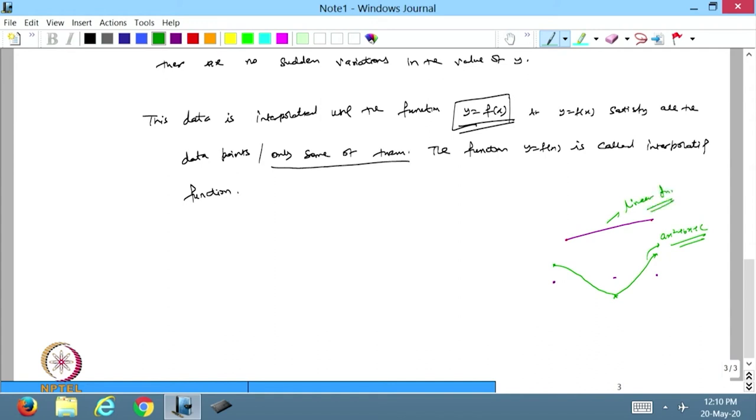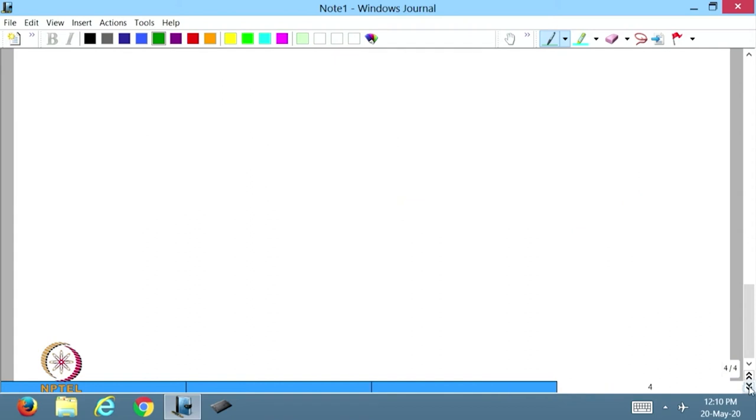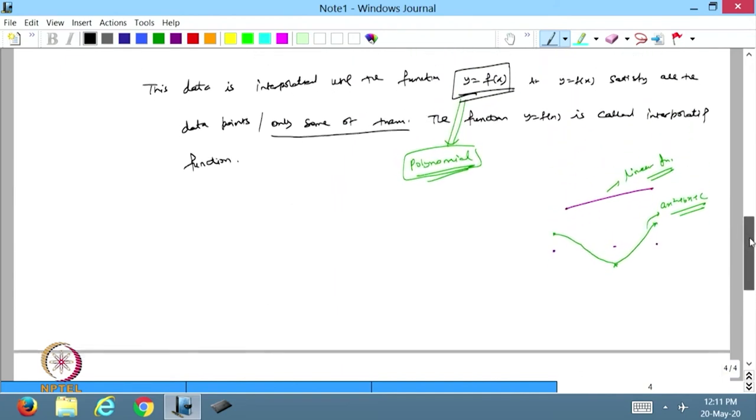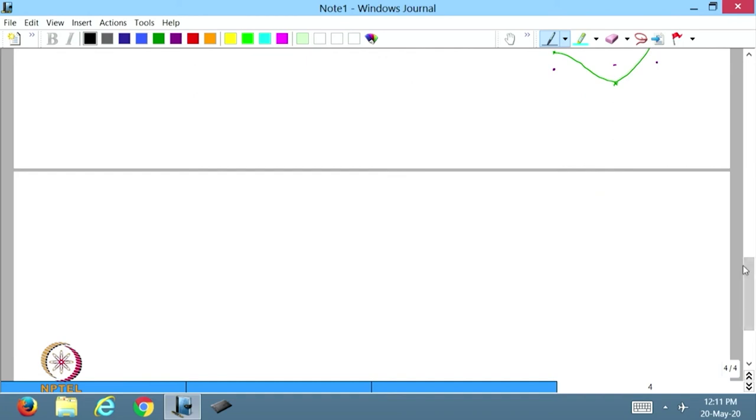It means that based on the given data I want to find a function y is equal to f x. So this f x is a polynomial. The simplest one is the polynomial. In this unit or in this course we will try to find out first how a polynomial can be approximated for a given number of mesh points, for a given number of data points. Now, based on this, I am going to introduce some operators before starting the interpolation. So let us discuss some operators and their properties.